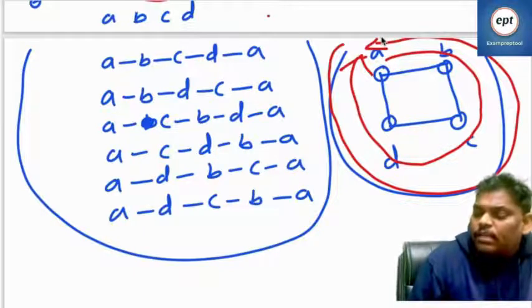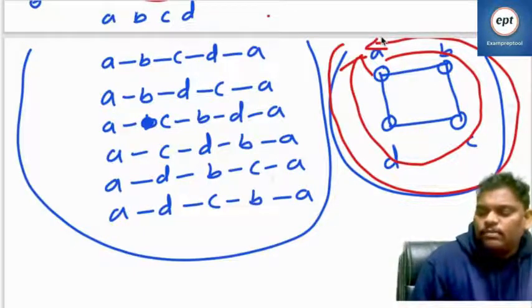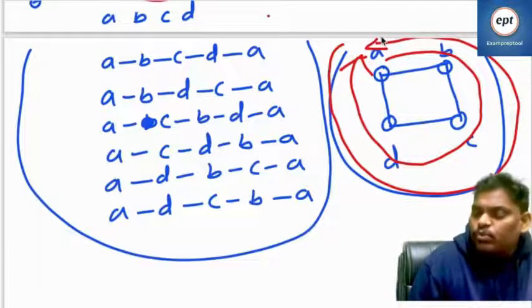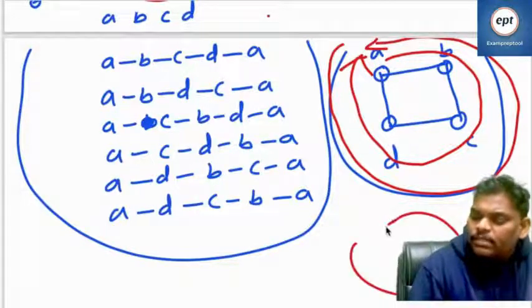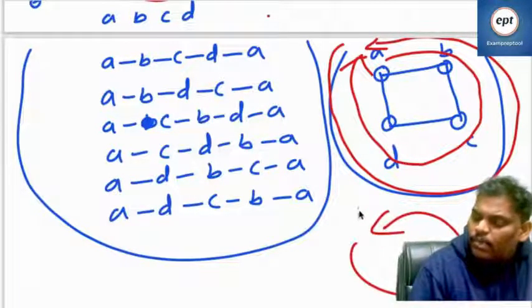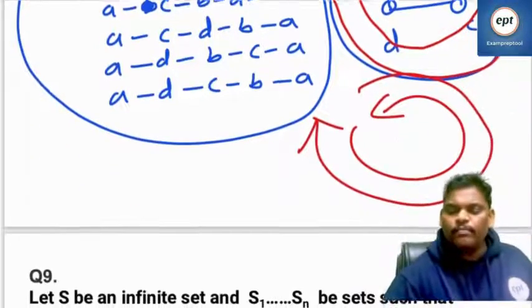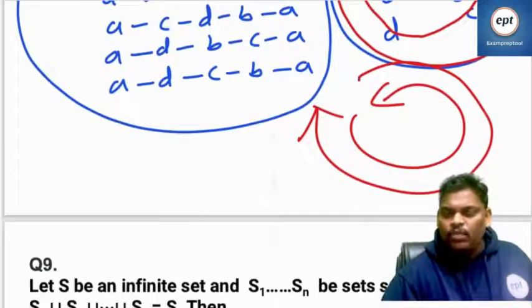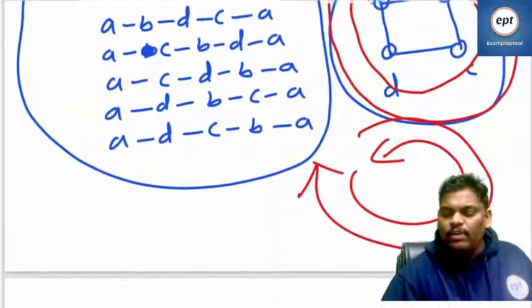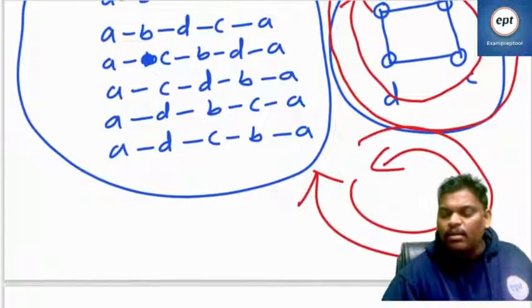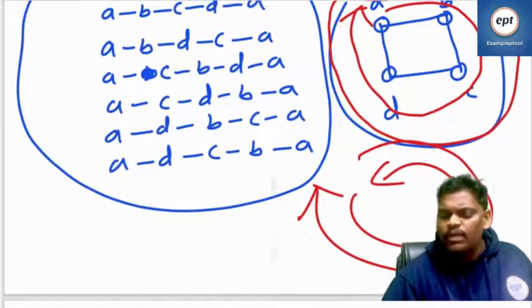Same edges are there. At least something should change. Whether you go A to B, B to C, C to D, D to A, or A to D, D to C, whether you come like this or go like this, both are one cycle only. Whether you go clockwise or anti-clockwise, that is one cycle only.